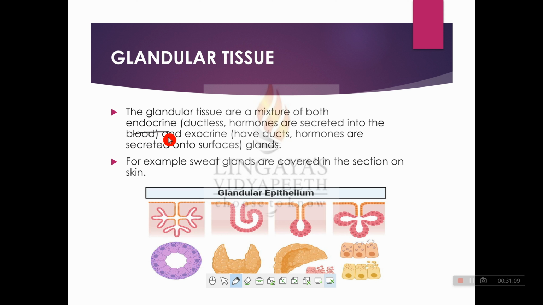Now talking about the glandular tissue. Glandular tissue is a mixture of both endocrine and exocrine glands. For example, sweat glands are covered in the section on the skin. So these types of tissues are called glandular tissue, which are a mixture of both endocrine and exocrine glands. So this is all about tissue.